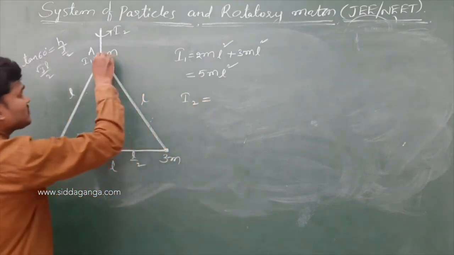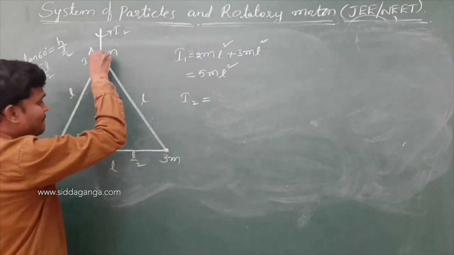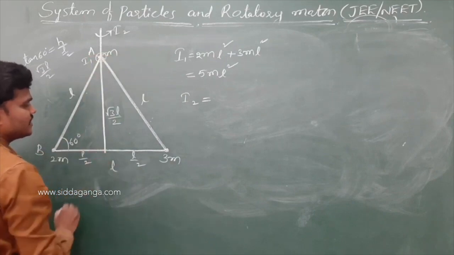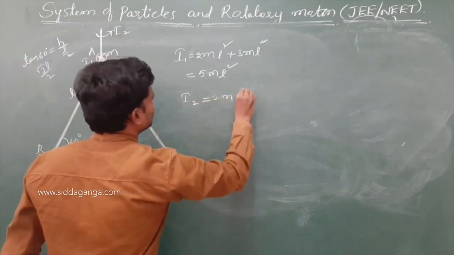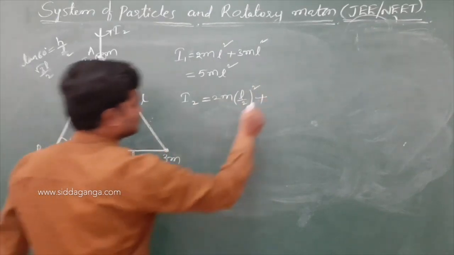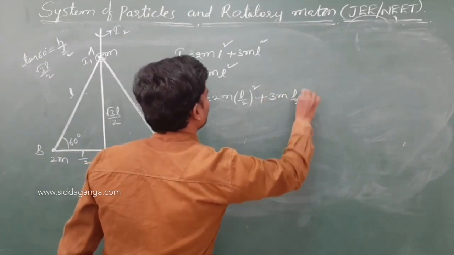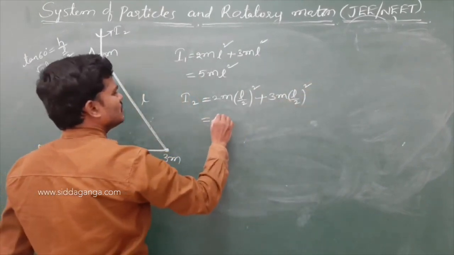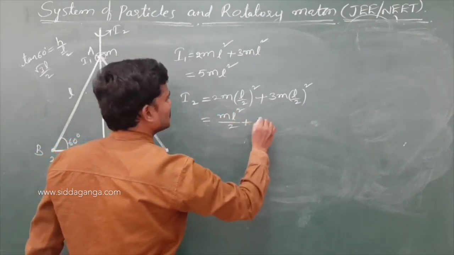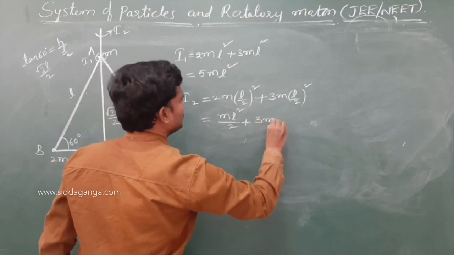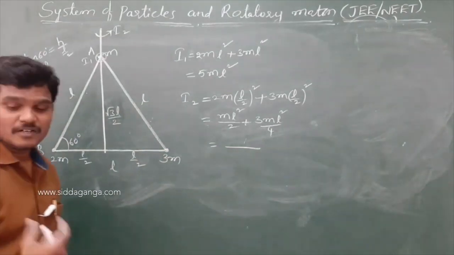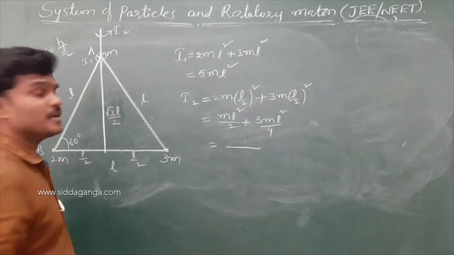So I2: about this axis there is no moment of inertia. And due to the others, 2m is at a distance of L by 2 whole square, and 3m at a distance of L by 2 whole square. So this is mL square by 2, 2 cancels, plus 3mL square by 4. And the third one, they are asking passing through the centroid perpendicular to the plane.